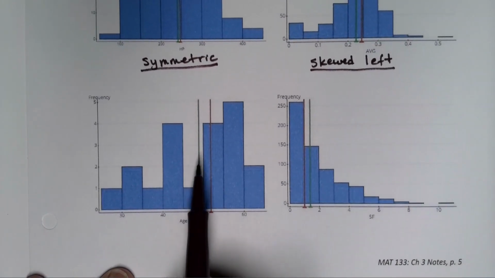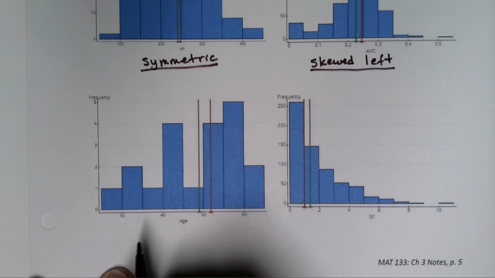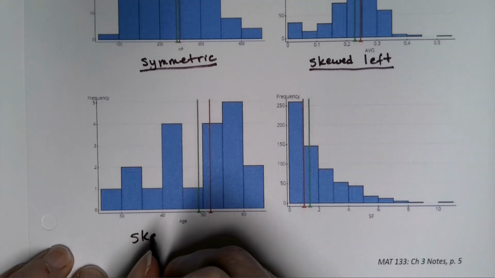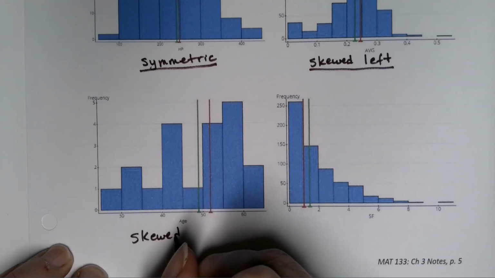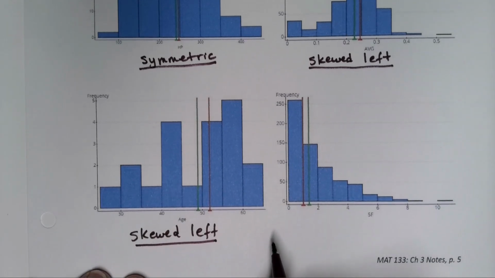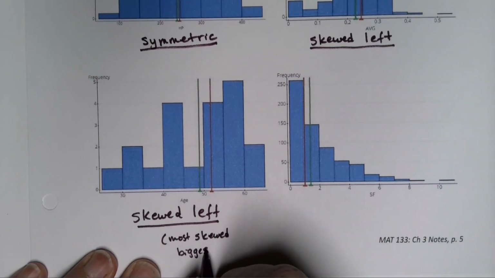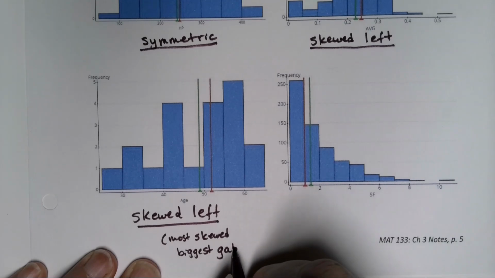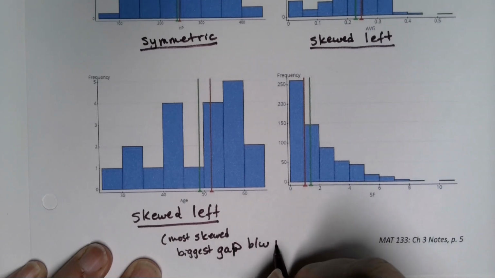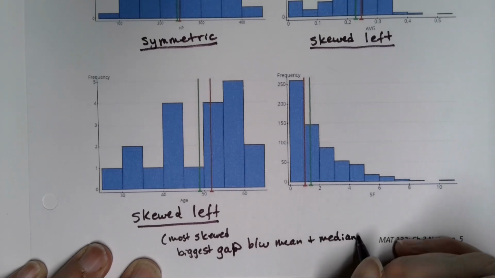All right, another skewed left one, right? So this is skewed left. This is quite skewed left. This is probably one of the most skewed graphs we have here, because the mean and the median are very far apart. They're the most far apart of any of them, right? So if you want to make a note, this is the most skewed, right? Because there's the biggest gap between mean and median on this one.